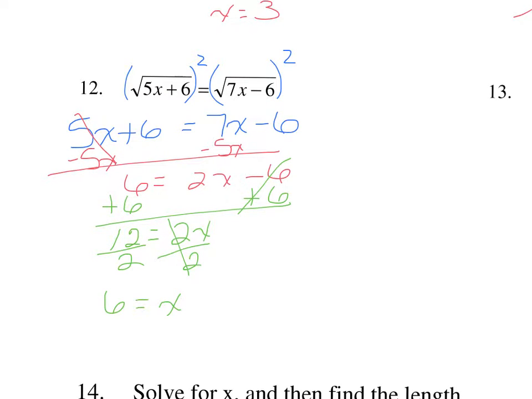Now let's see if it checks out. See if we do this mentally. 6 times 5 is 30. 30 plus 6 is 36. The square root of 36 is 6. So this would come out to be 6. 7 times 6 is 42. 42 minus 6 is 36, so this also comes out to 6. So this checks out fine.